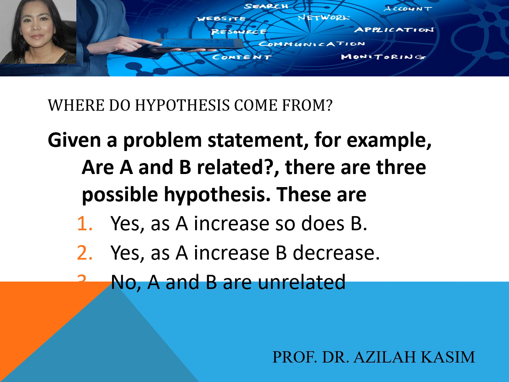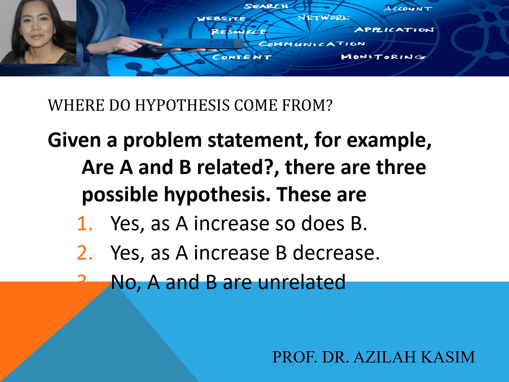Where do hypotheses come from? Given a problem statement, for example, are A and B related? There are three possible hypotheses. It can be: A increases, so does B. That is one kind of relationship. Or A increases, B decreases. This is an inverse relationship. Or no, A and B are unrelated. There is no relationship.